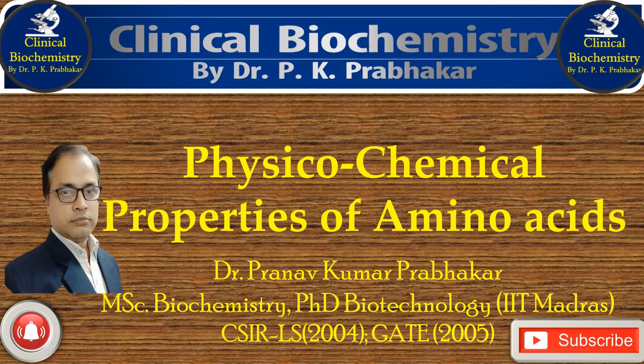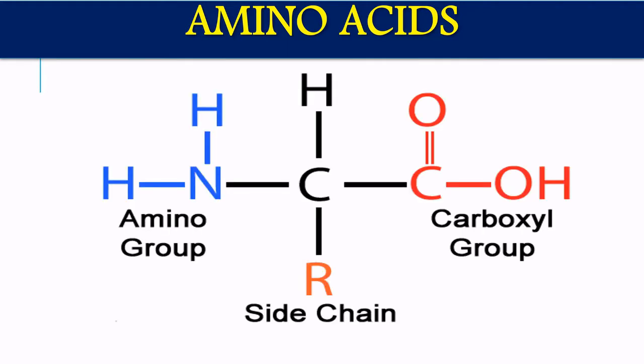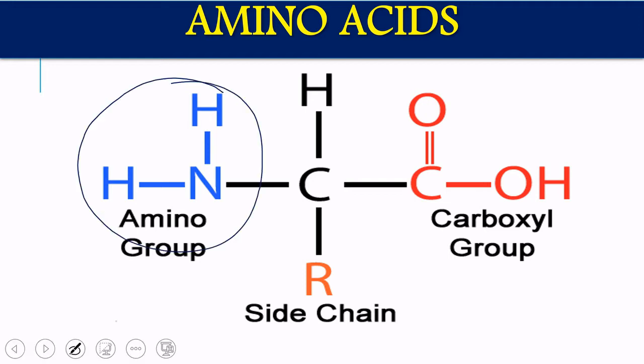So now we are going to see the physicochemical properties of amino acids. Before going into the properties, we will see some of the basic information about the amino acids. This is the basic structure of amino acids. As its name suggests, an amino acid has an amino group as well as an acid group. That's why it is called an amino acid.